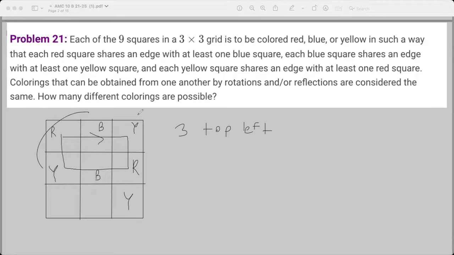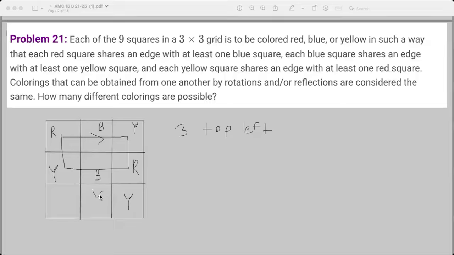So not only are these squares forced if you choose the top left square, but this square is also forced to be yellow. Okay, now what about these 2 squares? Well, notice how this square in particular, we can make it red or we can make it blue, right? Because red instantly connects to the blue and blue connects to yellow.